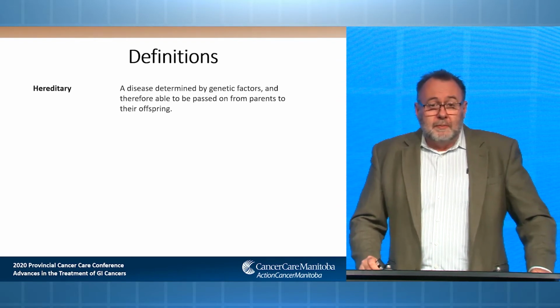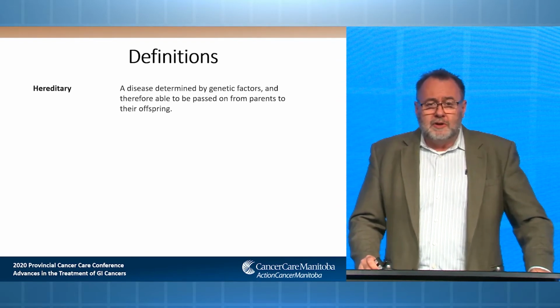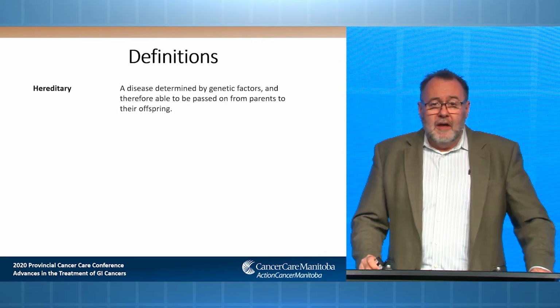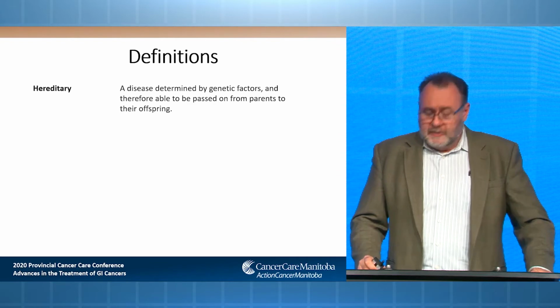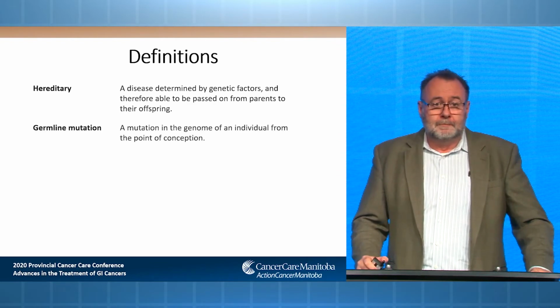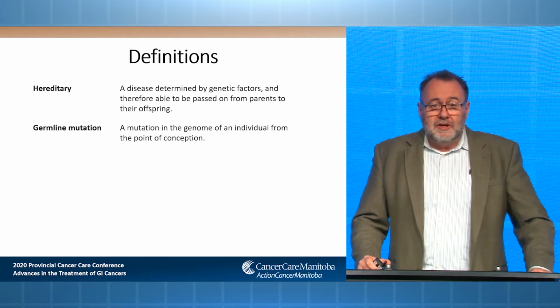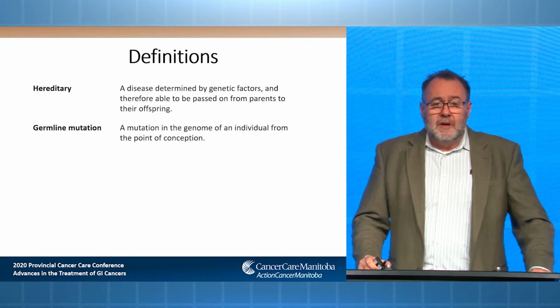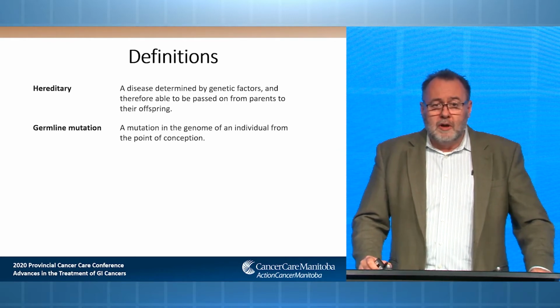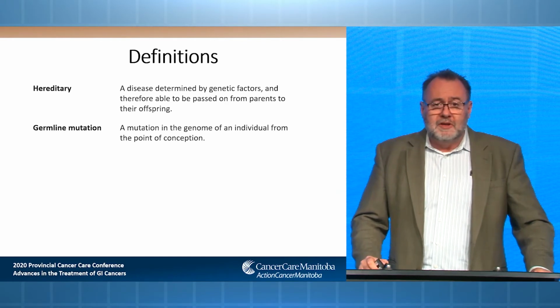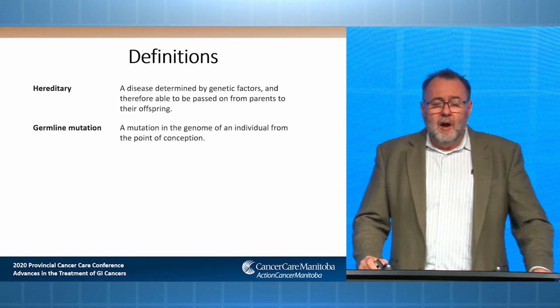A few definitions. When we talk about hereditary, we are talking about a disease that's determined by genetic factors and therefore able to be passed on from parents to their offspring. A germline mutation is a mutation that occurs in the genome of an individual from the point of conception. So this can be inherited from the parents, or it can occur de novo during early development. But that mutation is then carried into every single cell of the individual at birth.